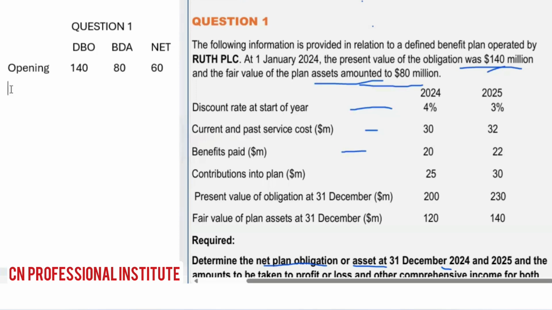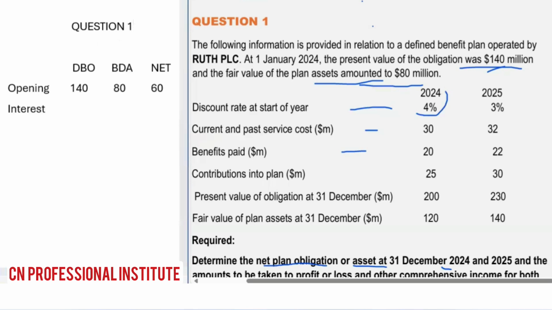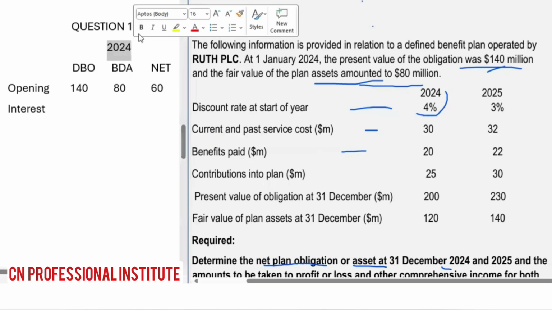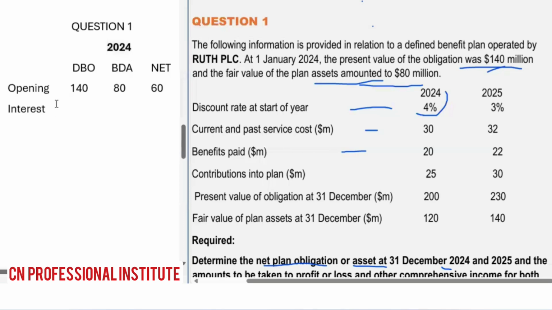Then we go to the next one, which is the interest. We look at the interest cost and apply the rate. The first year, 2024, is 4%. What we are doing here is for one year. Let's do it one by one. Some do it together, but let's do 2024 first. The interest will be 4% on the opening, so 4% on 140 gives us 5.6.